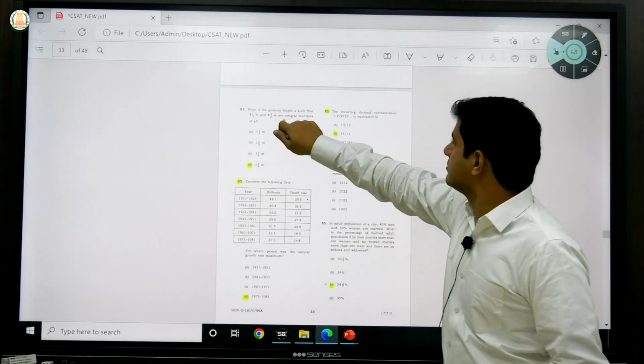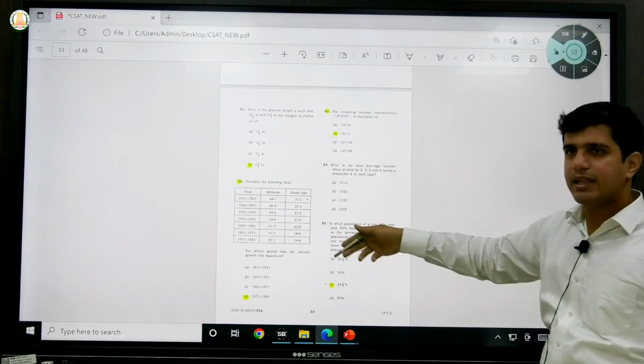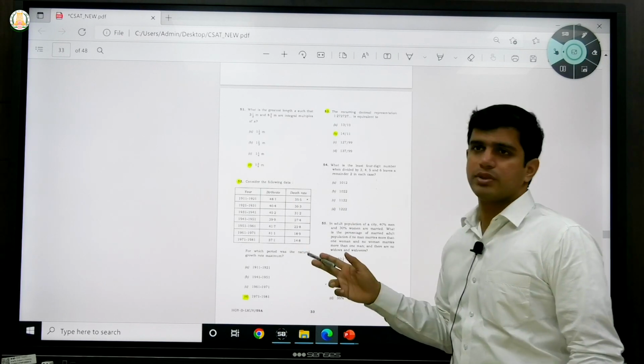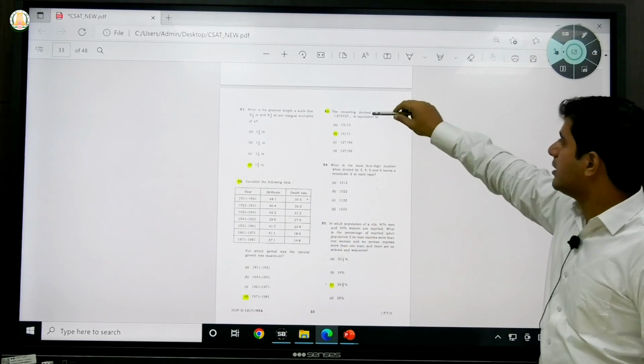Again, length. This is again an LCM problem that we have seen. A table is given, asking data interpretation. We know here, birth rate, death rate. He's telling natural growth rate. So just subtract, you will get the natural growth. Again, a recurring decimal.